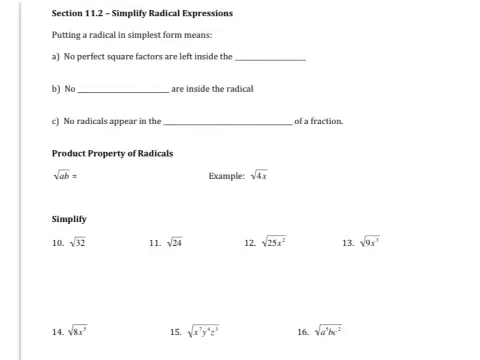Section 2 of this chapter is all about simplifying radical expressions. Simplifying a radical means that there are no perfect square factors inside the radical. For example, we know that a radical is the same thing as a square root or a cube root, but in this chapter we're mostly going to be using square roots.